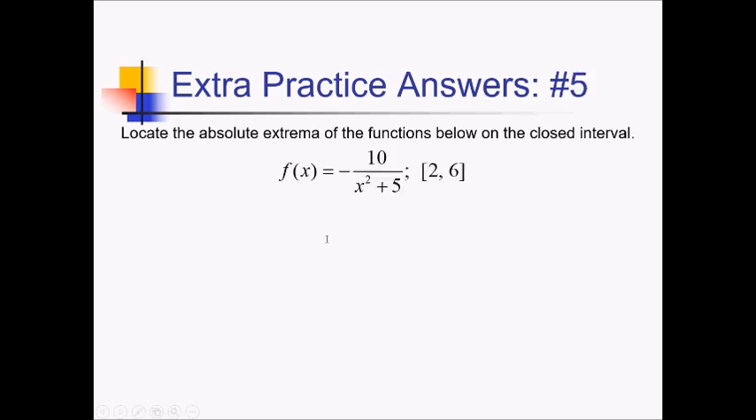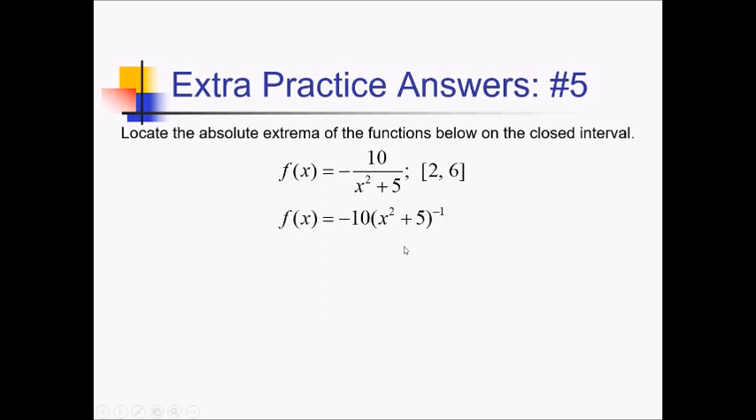On this problem, we're trying to find the absolute max and min for this rational function. So we know for sure we're going to have to test out the endpoints here, 2 and 6, using the candidates test. But let's see if there's any other critical values. To figure that out, we need to take the derivative. Before I do that, let me just rewrite this with a negative exponent: negative 10 times parentheses x squared plus 5 to the negative 1 power.